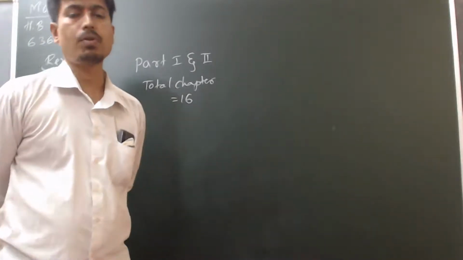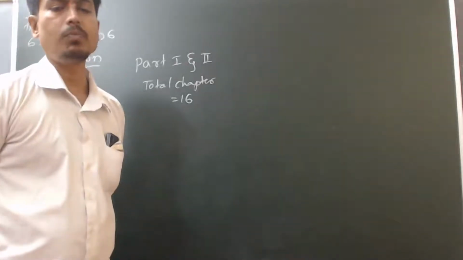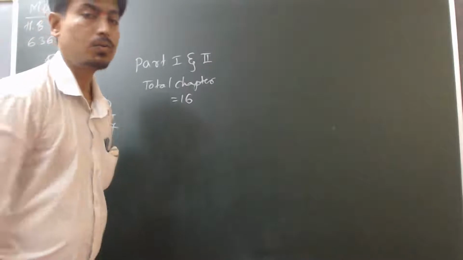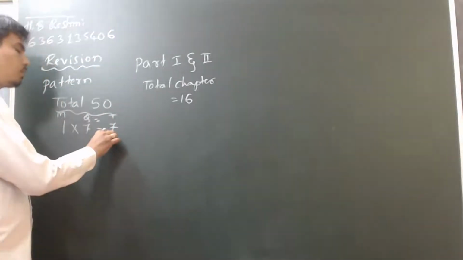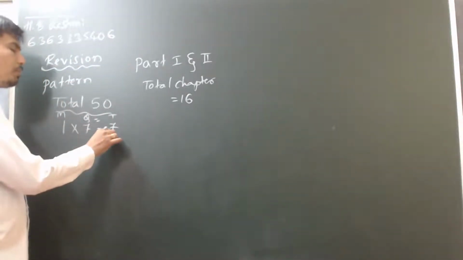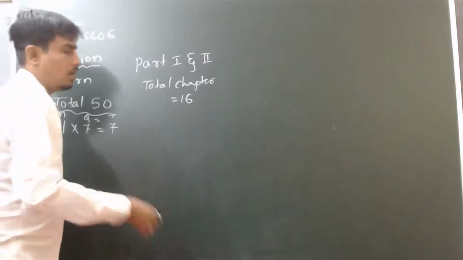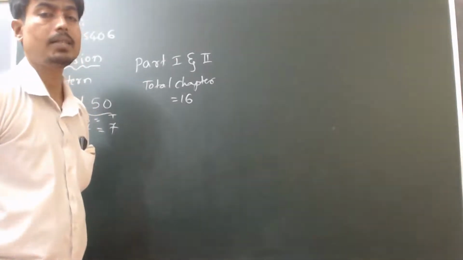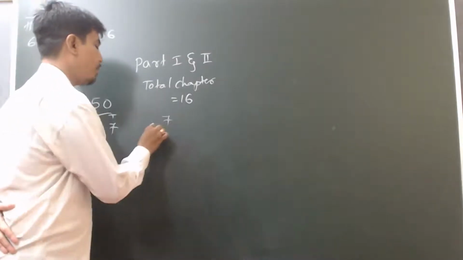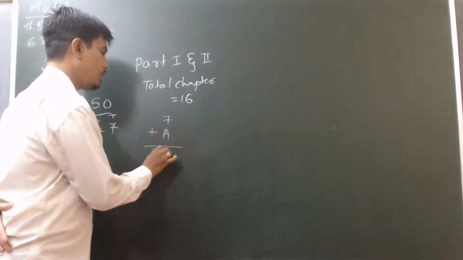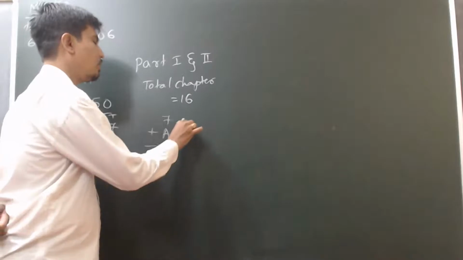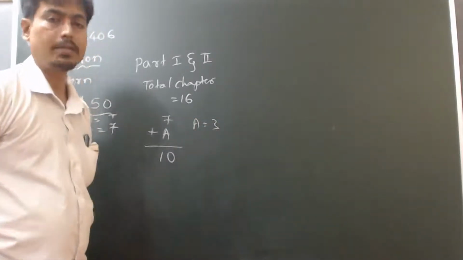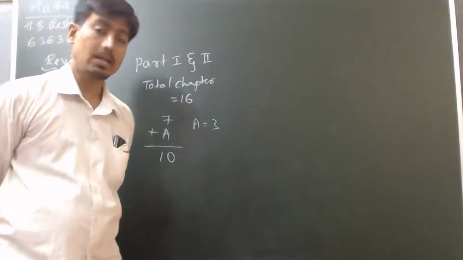Why importance is given for all the chapters means the same chapters are being continued in your 9th and 10th. So you have to be careful, and think about how the question can be asked in the paper. For example, 7 added with A and the answer is 10. What will be the A value? Like this, playing with numbers, rational numbers.